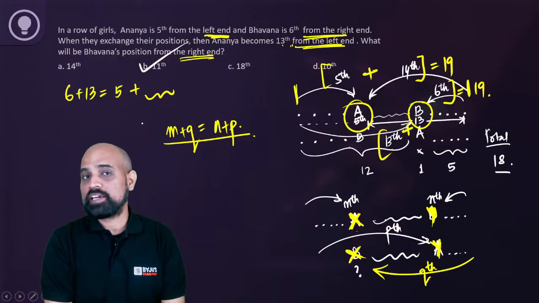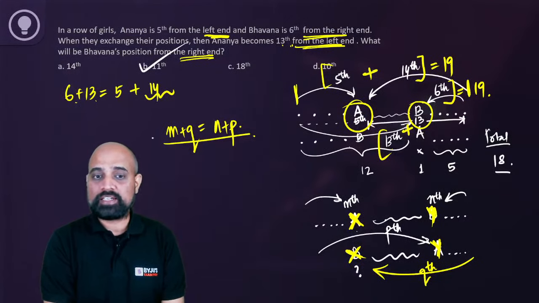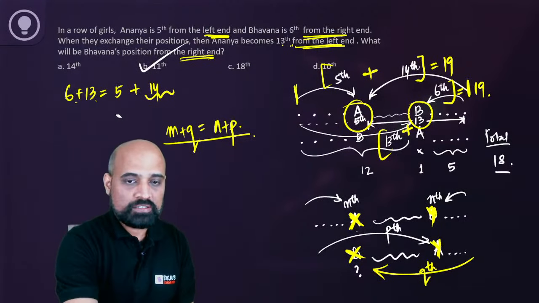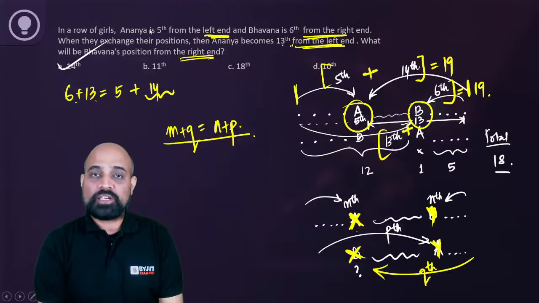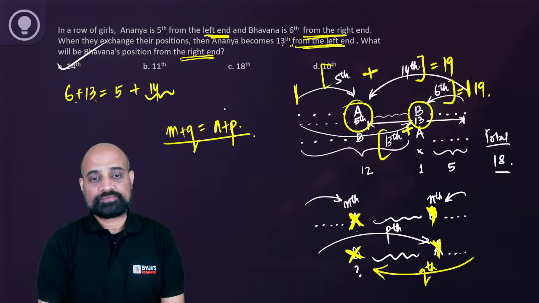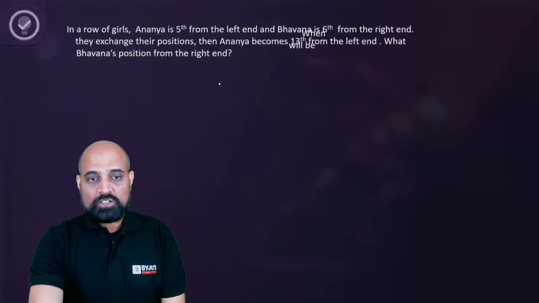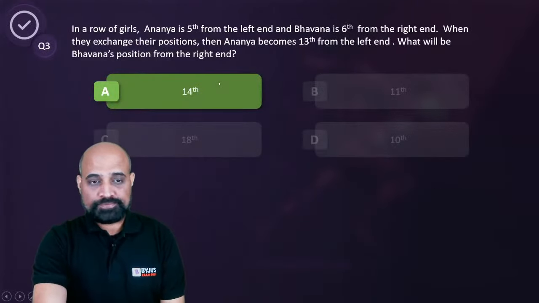So what number shall I have here? Obviously 6 plus 13 is 19, 5 plus 14 is 19. Sorry, did I mark 11? It will be 14, right? 14 from the right hand. Okay? So A is your answer.